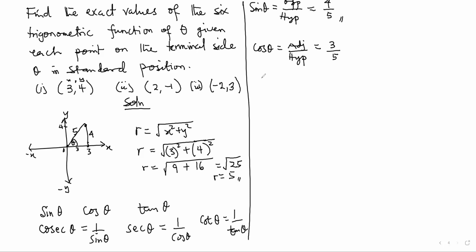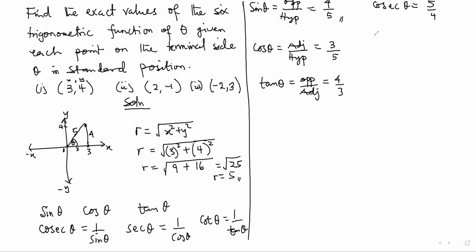Let's go to tan. Tan is opposite over adjacent. So what's your opposite? It is 4. What's your adjacent? Adjacent is 3. Now what are its respective inverses? The inverse of sine is cosec. So if sine is 4 over 5, cosec will be 5 over 4, the inverse. So the denominator becomes the numerator and the numerator becomes the denominator.